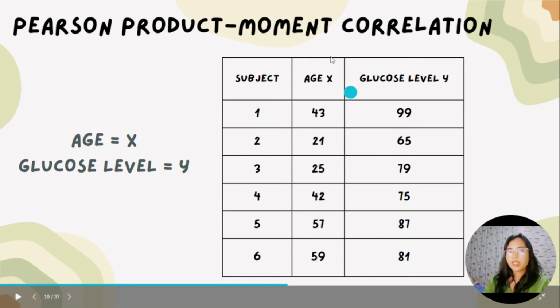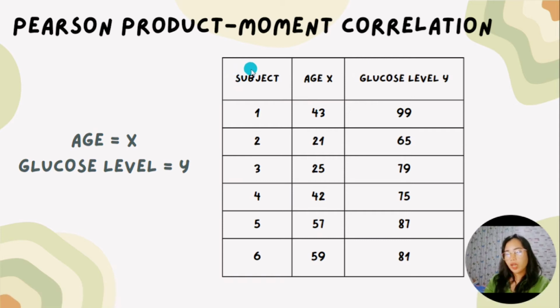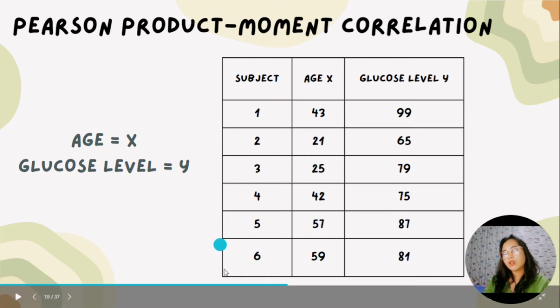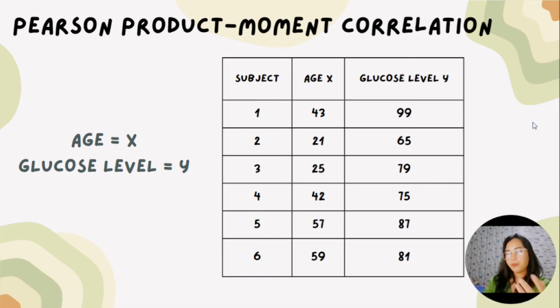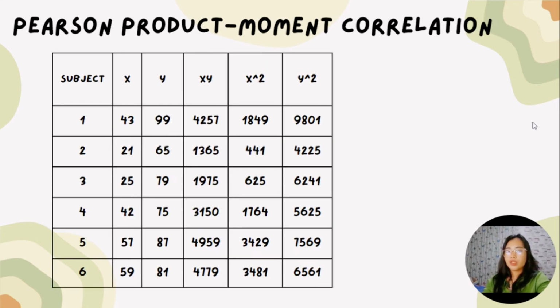So this column right here represents the age. This column right here represents the glucose level, which is our y variable. And this column is the subject, which are our people, or the persons, the number of subjects rather. So how do we solve that?